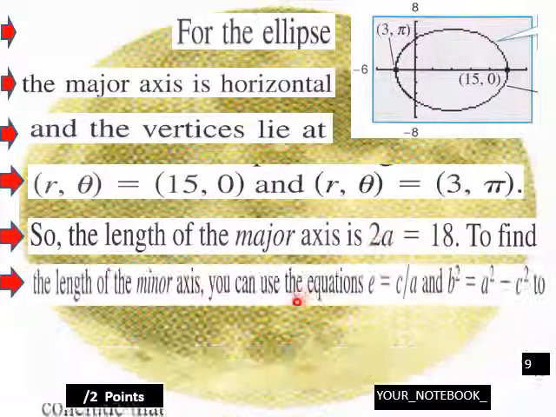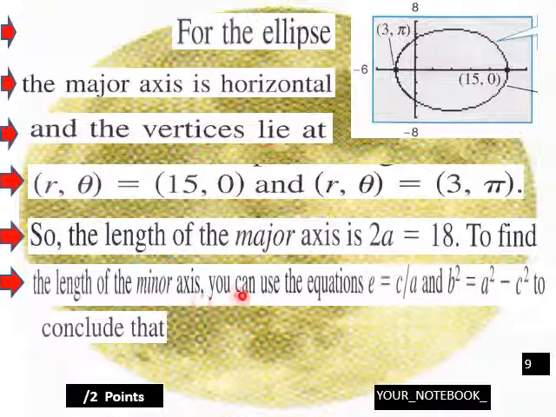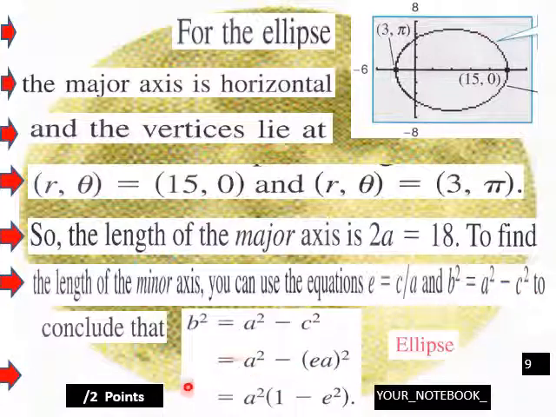2a equals 18. To find the length of the minor axis, you can use the equations e equals c over a and b squared equals a squared minus c squared to conclude that b squared equals a squared minus c squared, a squared minus (ea) squared. So we have a squared, we factor out an a squared times (1 minus e squared). So this is your usual situation here for an ellipse.